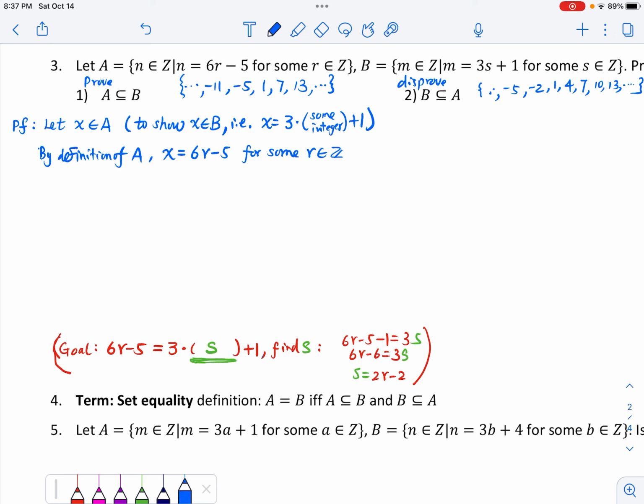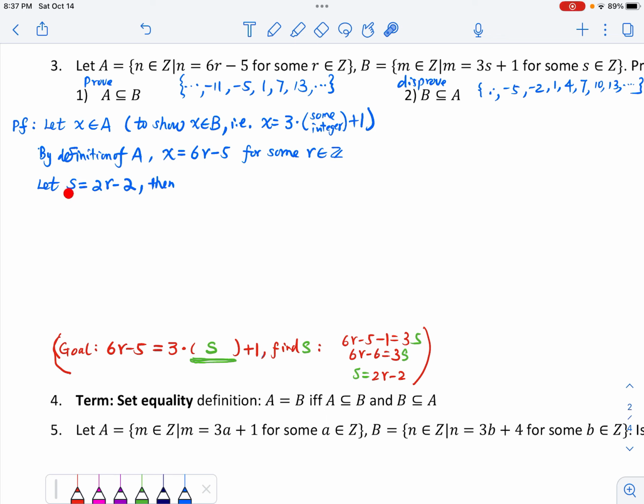So when I write my proof, I'll say, now I'm going to let s be 2r minus 2. How can I come up with this idea? Because of the scratch work that I did. I solved for s, so that this x I chose can be written as 3 times s plus 1. Then first of all, we have to make sure this is an integer. We already know r is an integer. So 2 times r, which is a product of integers, has to be an integer. And then minus 2, which is a difference of two integers, so it has to be an integer.